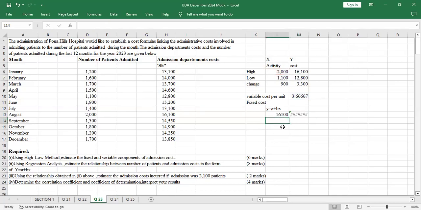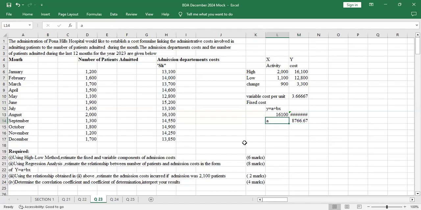This is what you do. You just come here and say A, which is the fixed cost, is equal to 16,100 minus bracket, take the variable cost per unit, which is B, times X, which is the activity level. As simple as that. Then you close the bracket, then you enter. So A will be 8766.67. That's the fixed cost.